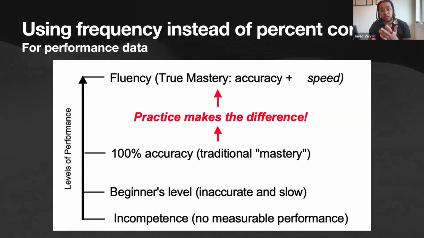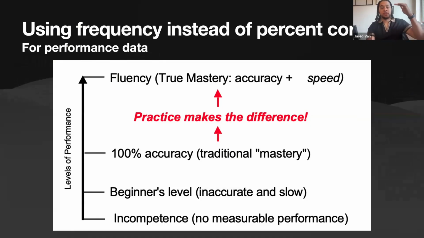Now, one way in education that we do use frequency is when we talk about typing. We measure how many words per minute can you type. Sometimes we measure how many words per minute can you read. We need to add these practices to our behavior analytic and educational measurement systems because percent correct is not good enough and it doesn't reach true mastery, which is fluency, the combination of accuracy plus speed that characterizes competent performance.